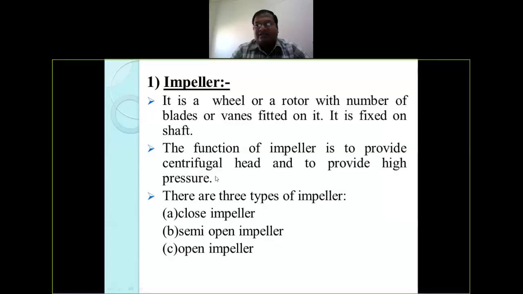The function of the impeller is to provide the centrifugal head and to provide the high pressure. And there are 3 types of impeller: closed impeller, semi-open impeller, and open impeller.